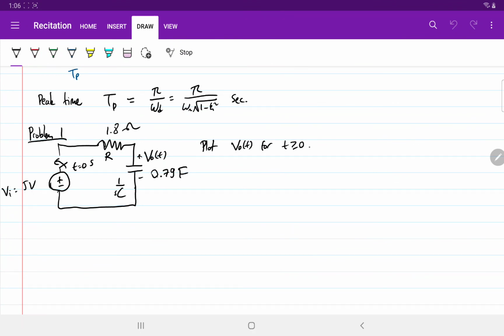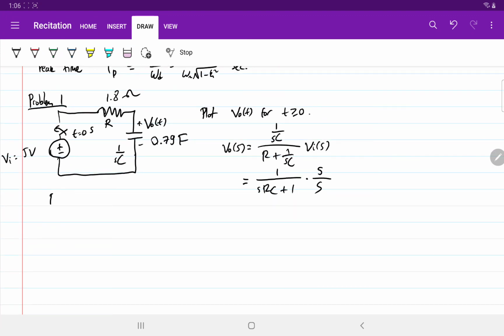Okay, so how do we compute it? We can use the concept of impedance. So the output voltage in the Laplace domain is, we know that the impedance in the Laplace domain of a capacitor is 1 over SC. So 1 over SC over R plus 1 over SC times the input voltage Vi of S. We can simplify this further into 1 over SRC plus 1. Since the input is a step function with 5 volts of magnitude, then we just have 5 over S.